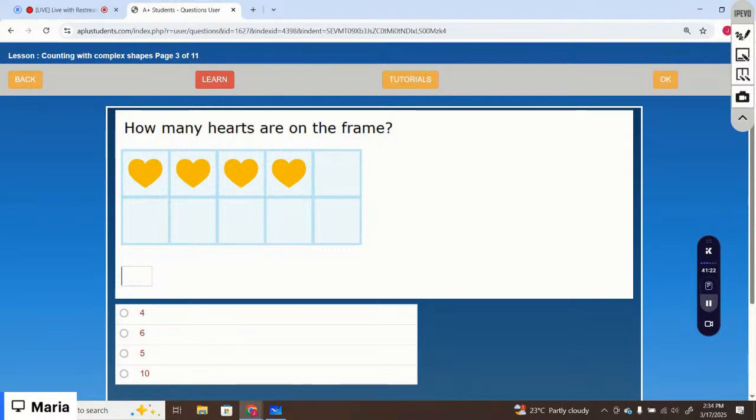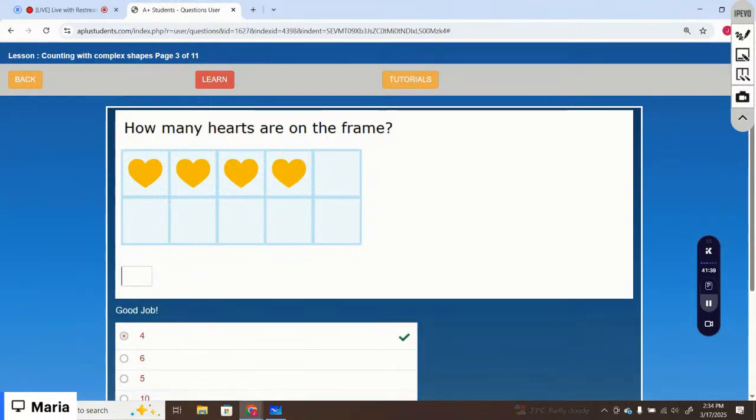How many hearts are on the frame? The correct option is four. Option number one is the correct option. There are four hearts.